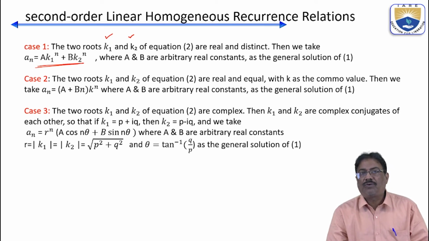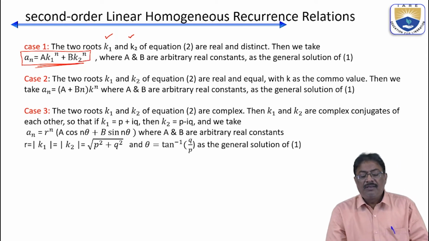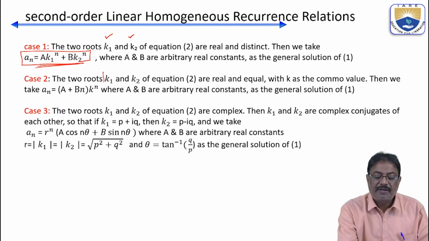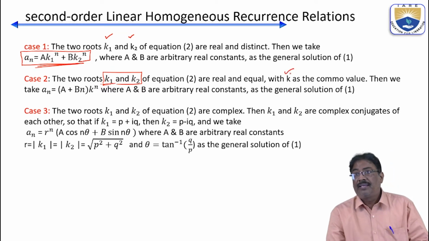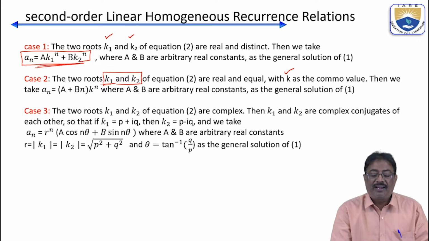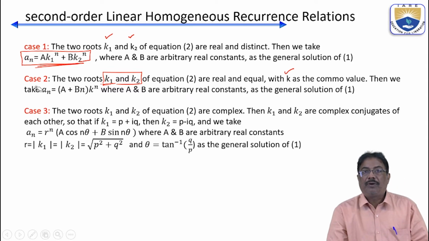Whenever, in the auxiliary equation, the roots are real and distinct, then this is the solution. Now the second case: if the roots are repeated, so k1 is repeated twice or k2 is repeated twice. Whatever the repeated root is, I am just taking it as k. Then the solution is nothing but this. This is the solution whenever the roots are repeated roots.